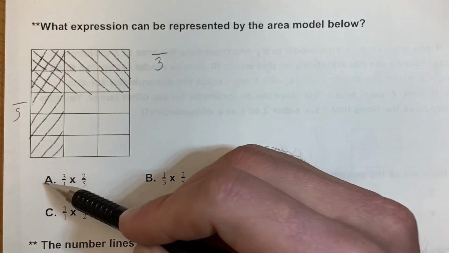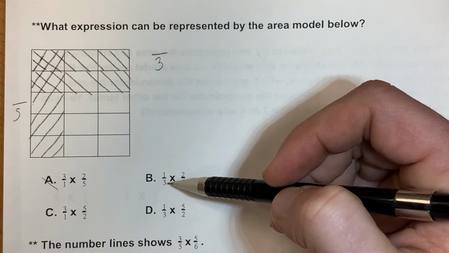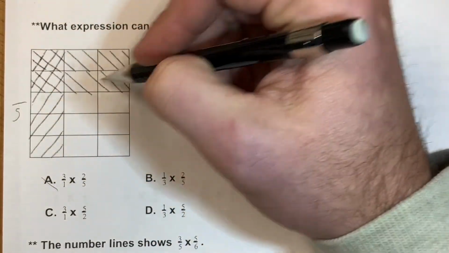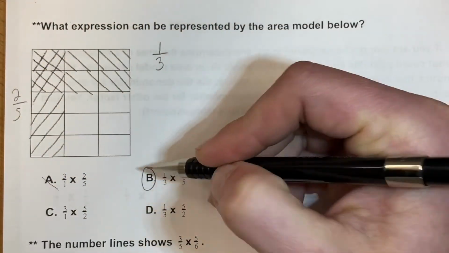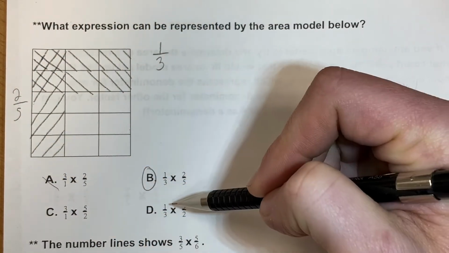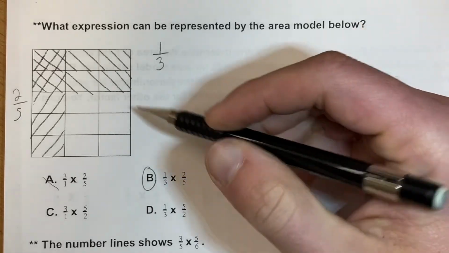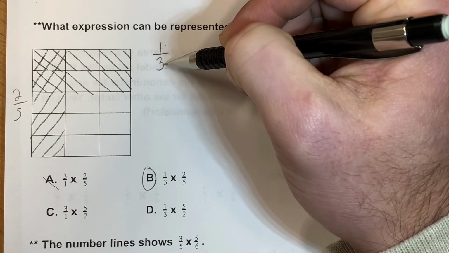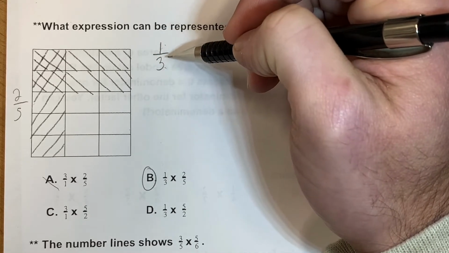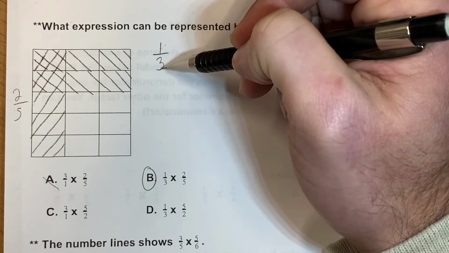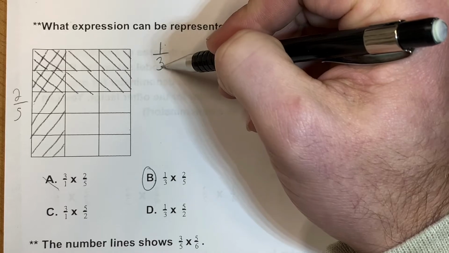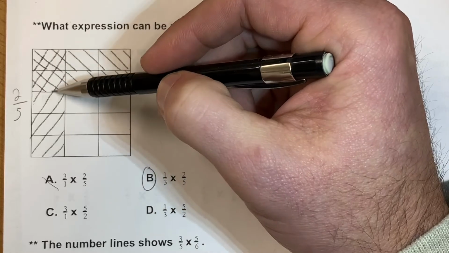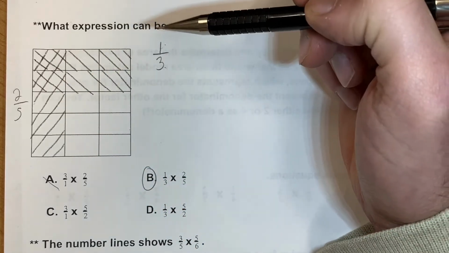So 3 over 1, that would not work. 1/3 and 2/5. So they shaded down 1/3, so 1 of the 3, and they shaded over 2 of the 5. So that one would work. 3, nope. 1/3 and 5/2, nope. So this one, 1 of the 3 is shaded. 3 divided by 1, nope, that doesn't work. 1 divided by 3. Okay, so 1 of the 3 is shaded, and 2 of the 5 is shaded. So 2 of the 5, okay?